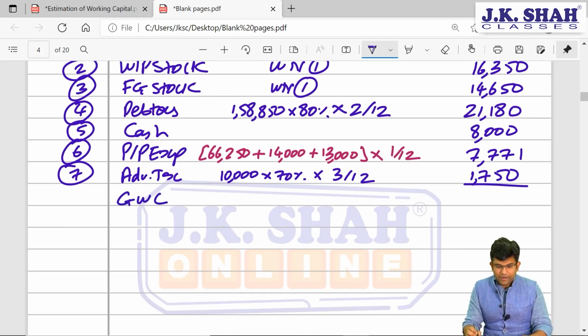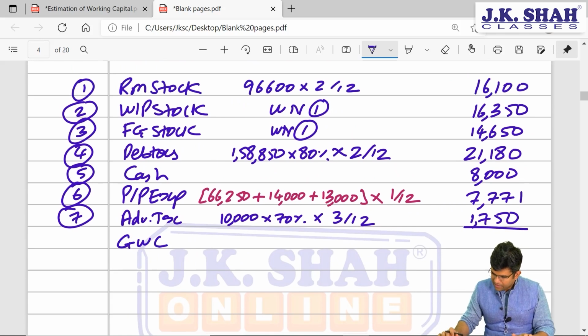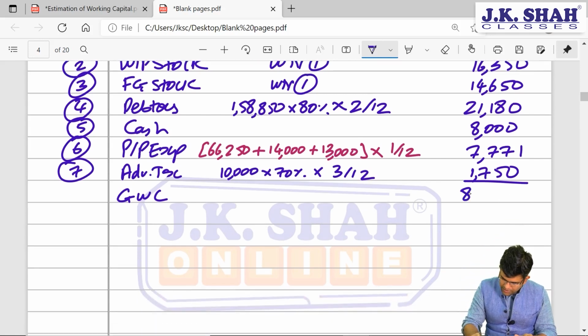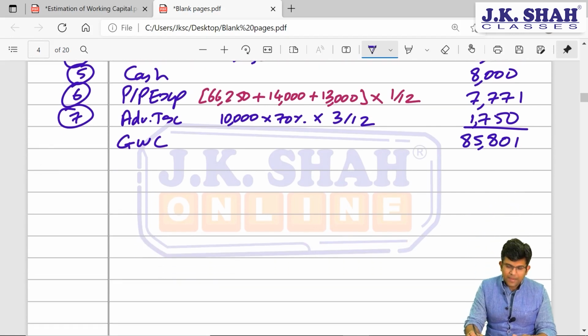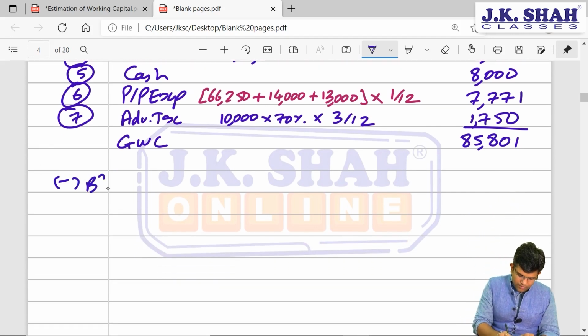Let's take the calculator and calculate the gross working capital. 16,100 plus 16,350 plus 14,650 plus 21,180 plus 8,000 plus 7,771 plus 1,750. Children, this will come to 85,801. Okay, 85,801. Let's now go on to point number B, current liabilities.